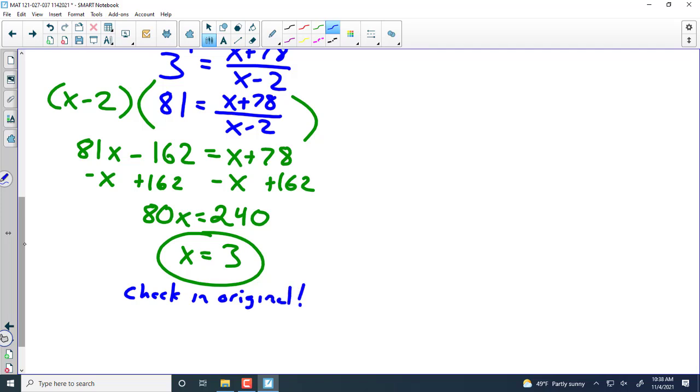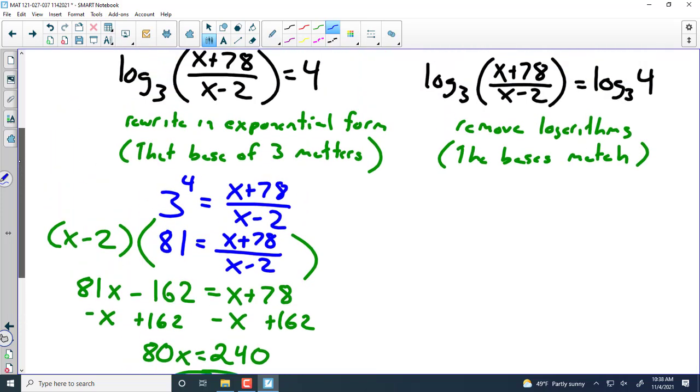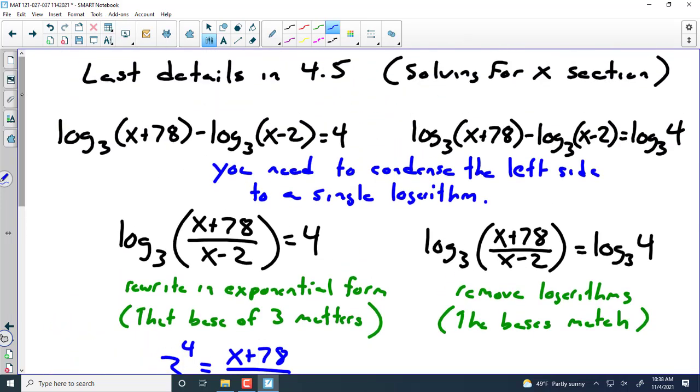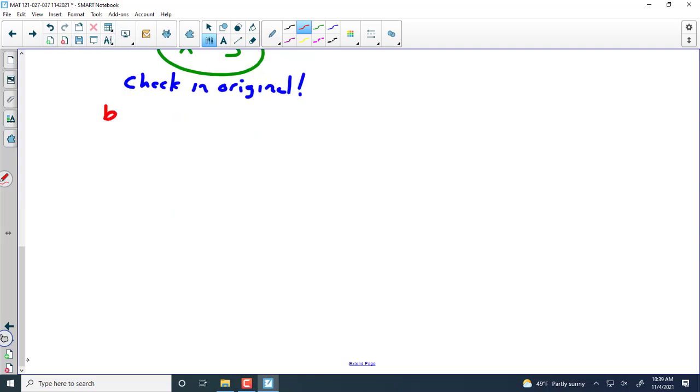We do need to check that answer in the original, but we can almost do this mentally once we've practiced doing it last time. If we check this in the original, here's what we have to do. We take this 3 right here, and we go like this. Is 3 plus 78 a positive number? Yes. Is 3 minus 2 a positive number? So we're okay. That's it. That's what I mean by checking it. Because 3 plus 78 and 3 minus 2 are both positive, this answer works.